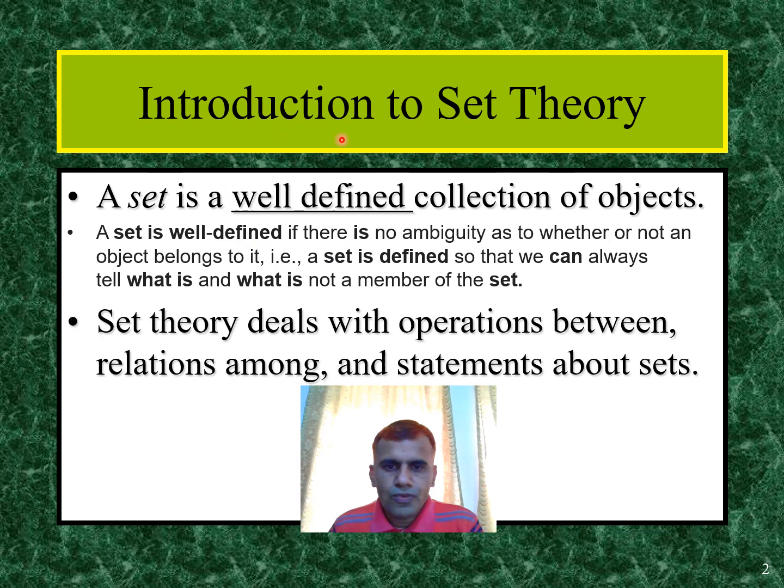Now, what is meant by well-defined in mathematics? A set is said to be well-defined if there is no ambiguity as to whether or not an object belongs to it. That is, a set is defined so that we can always tell what is and what is not a member of the set. Set theory deals with the operations between, relations among, and statements about sets.